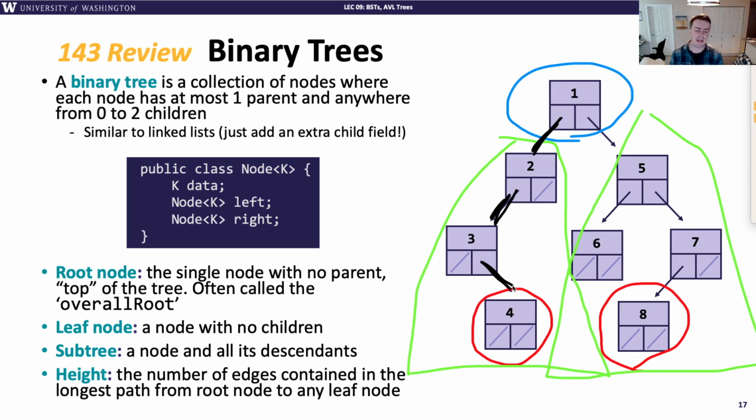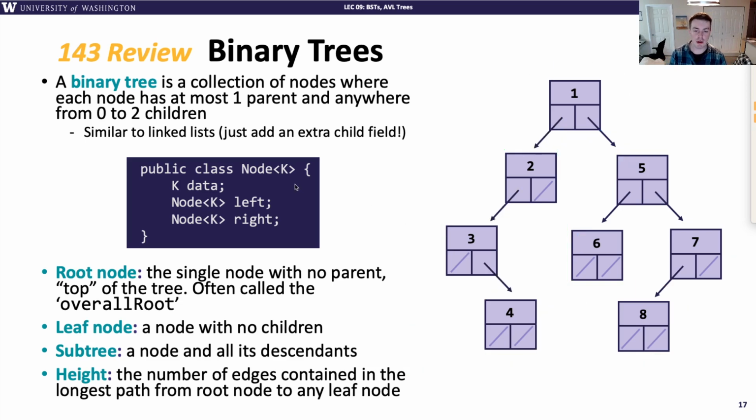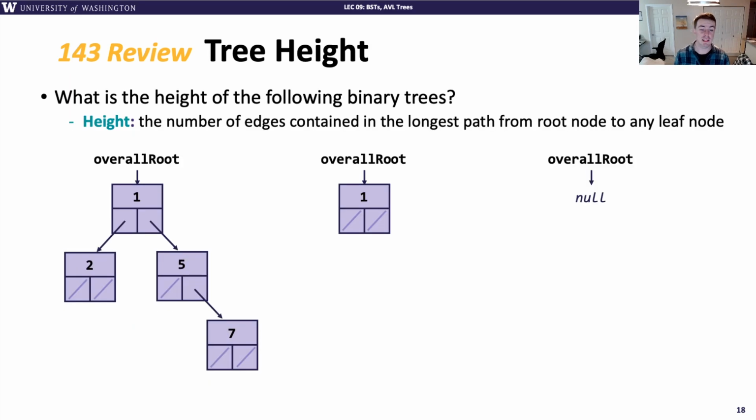Some other places define height slightly differently. Sometimes they define it in terms of the number of nodes, but we're going to define it in terms of the number of edges, the number of paths you have to go down to get from the root down to the leaf. Now that's going to bring up some interesting cases that I want us to talk through.